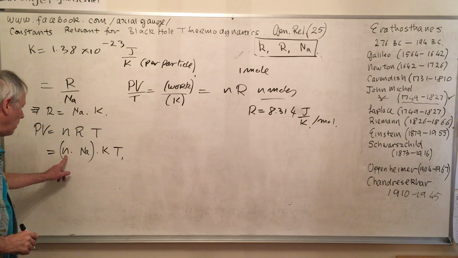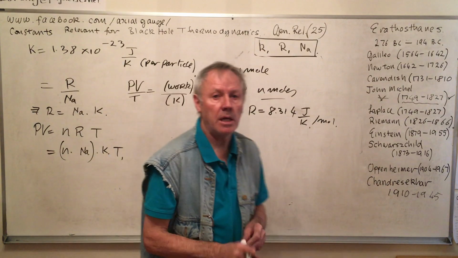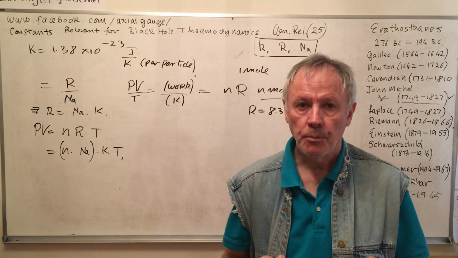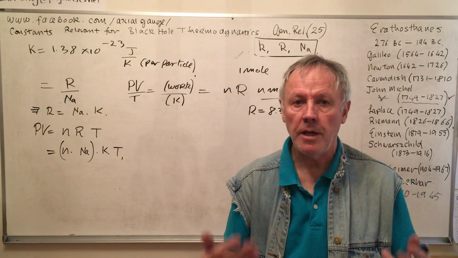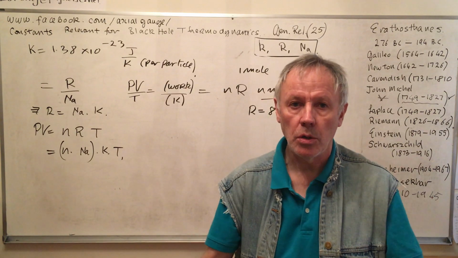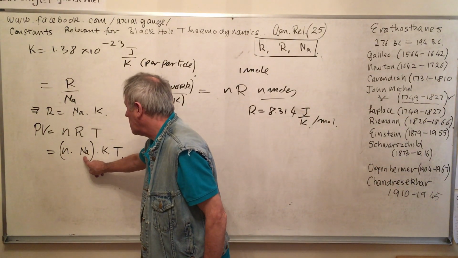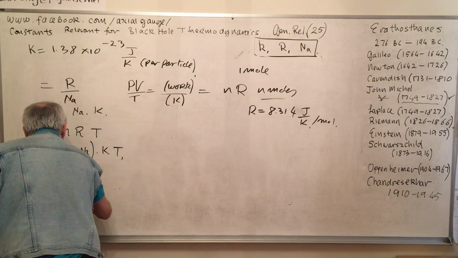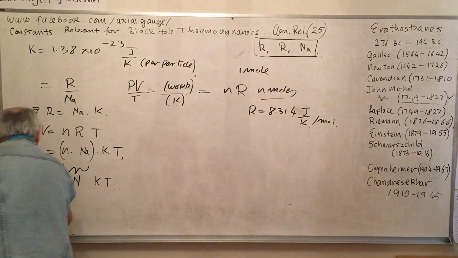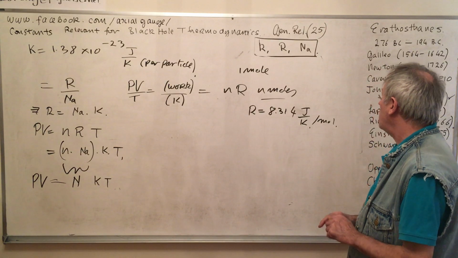Now, N is the number of moles, and that's the Avogadro's number, 6.02 by 10 to the power of 23 molecules per mole, particles per mole. So 2 moles is going to be 12.04 by 10 to the power of 23 molecules. 3 moles, 4 moles, 5 moles. This is counting moles. This is the number of particles per mole. So this is the total number of particles in a sample of gas. So in terms of Boltzmann's constant, PV equals nKT.